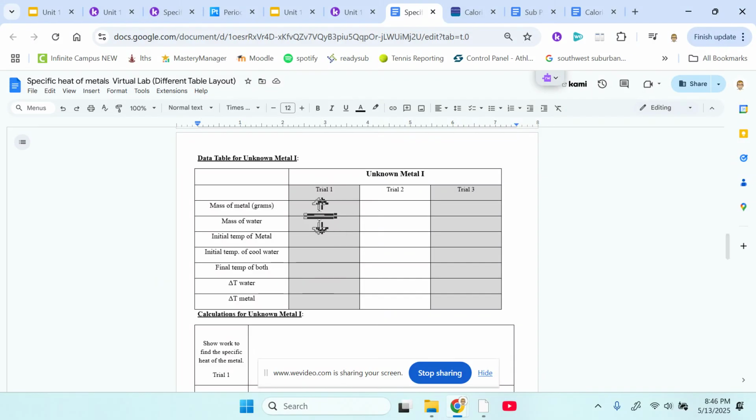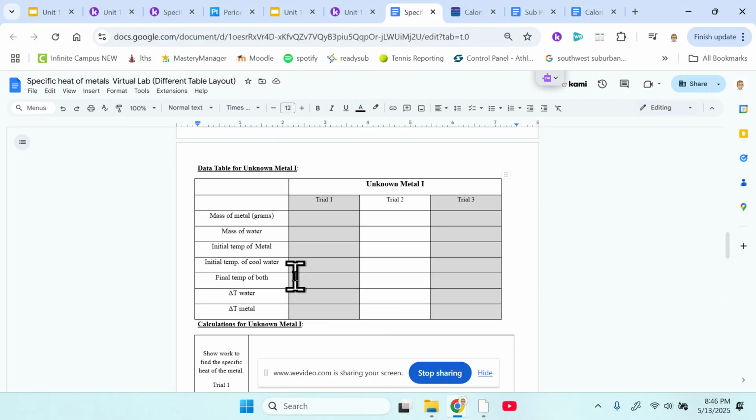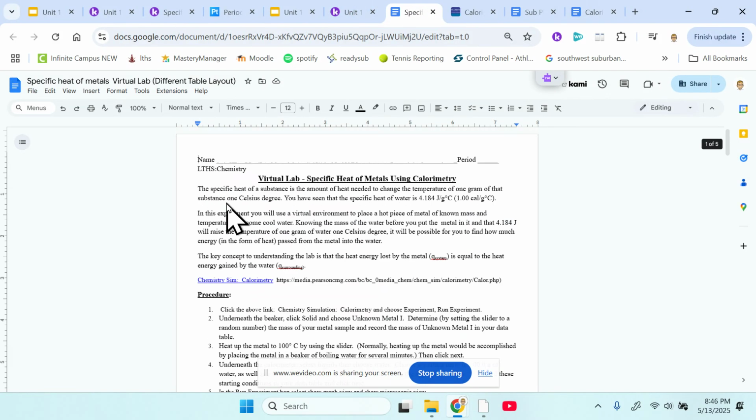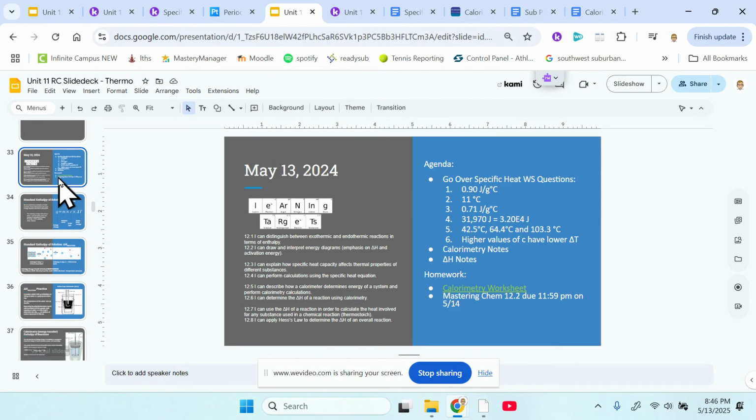You're really only going to need this data table and the workspace below. So it is possible to get away with just doing it in your packet. Go ahead and get it open on your Chromebook though, so you have it in front of your face, ready to go. All right, and you can find everything you'll need for this virtual lab on our daily slide. Let me open that up so you can take a look at it.